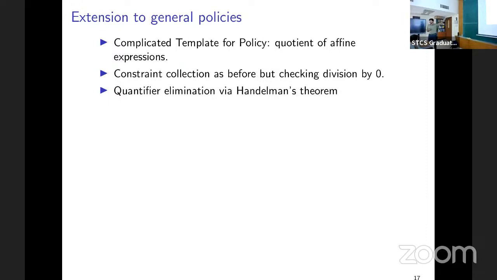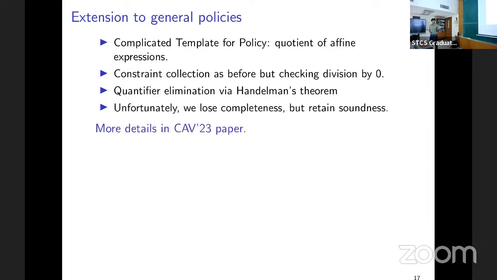Right. So basically, we use ideas from basic algebraic geometry. It's this Handelman's theorem to say that I can actually get rid of these quantifiers as well. It turns out that doing that, we lose completeness for some very corner cases we don't yet know how to fix, but we do retain soundness. So whatever you get will be correct. Therefore, you can run it through a solver, and if the solver gives out an answer, you are guaranteed that it satisfies all the safety constraints.